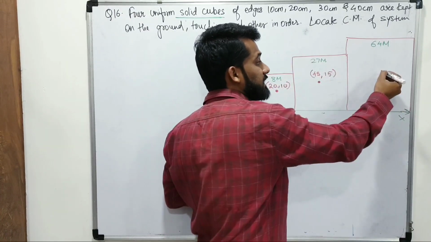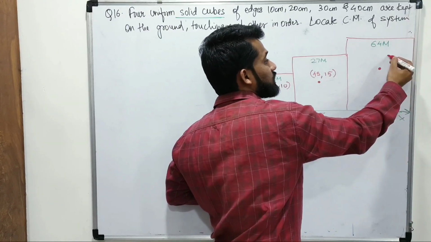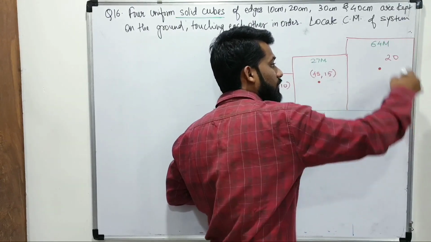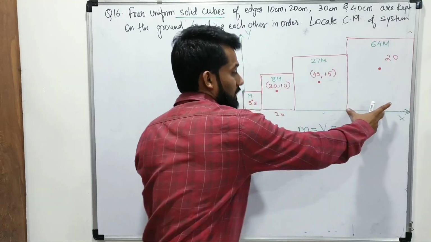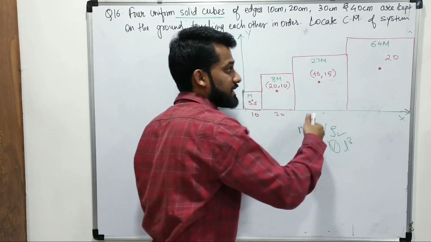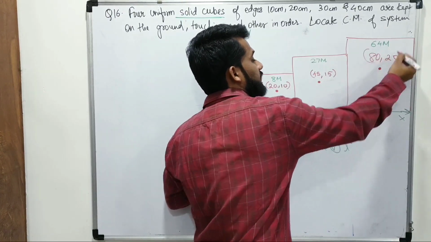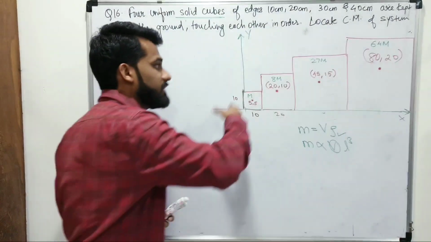And similarly, what will be the center of mass of this one? The side is 40, so vertically 40, horizontally 40. Vertically half will be 20, horizontally also 20 will come. But to 20 you have to add this 10, 20, 30, that is 60, and 60 plus 20 is 80. So basically, 4 cubes, 4 centers of mass I have plotted with their masses.